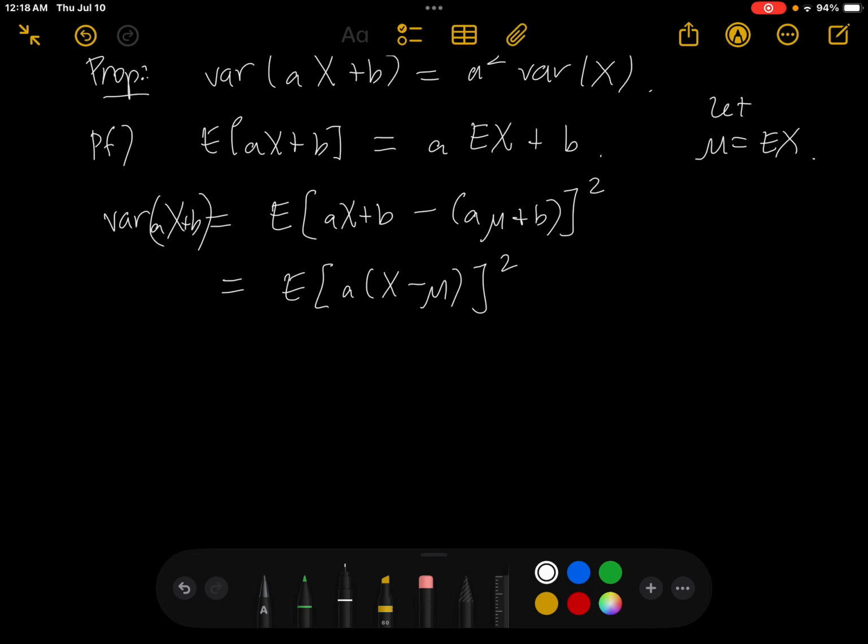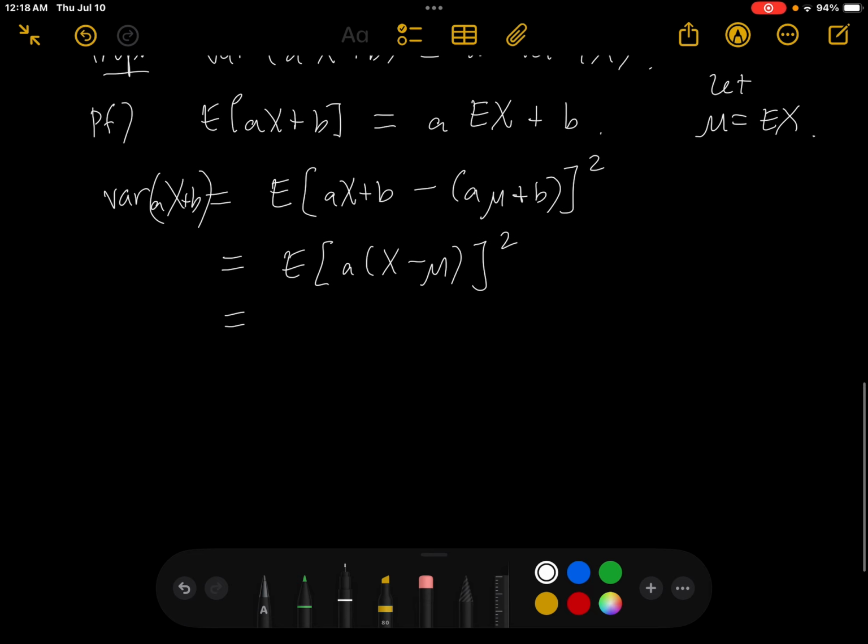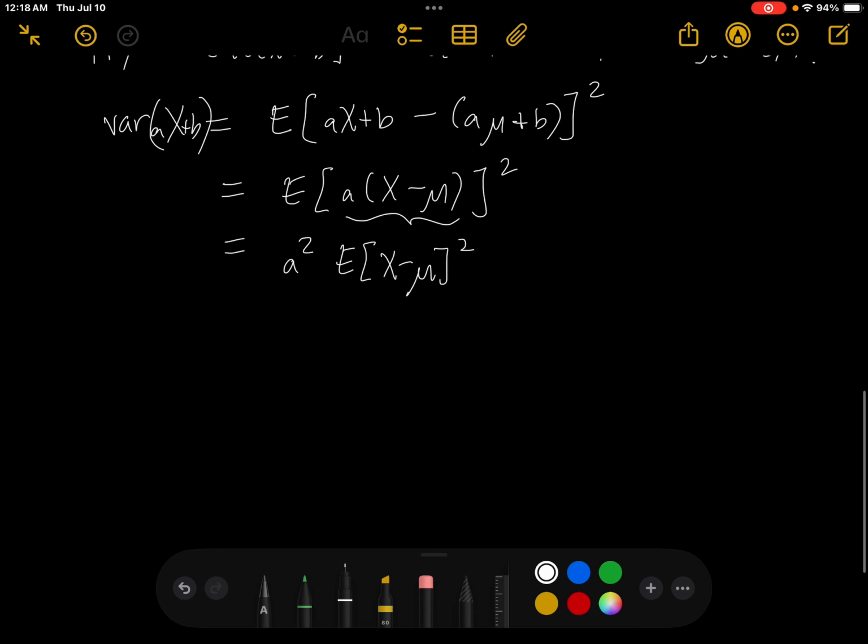So you have this squared, and then you distribute this thing across, and you get an a squared, and you pull that out. So it's a squared times the expectation of (X minus mu) squared, and that is by definition the variance of X.